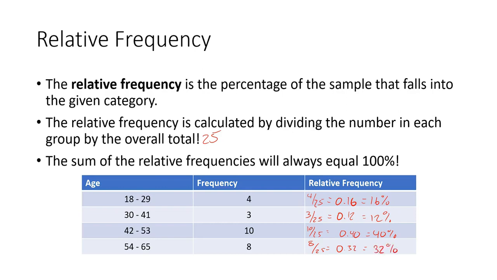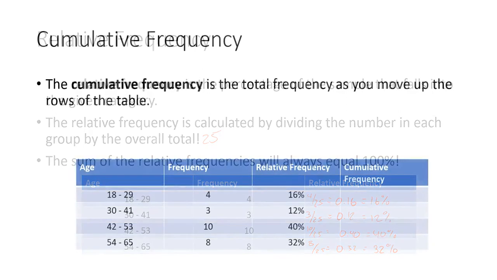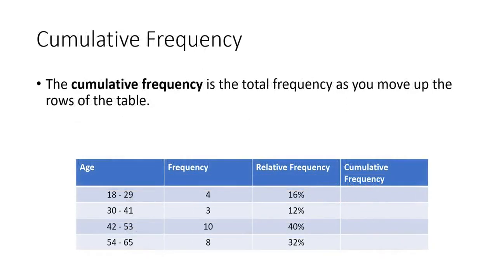And if you add all of these up, it should equal 100%. Every person in the study should be represented in one of the categories. The cumulative frequency is just the total frequency as you move up the rows of the table. So for example, in this first group, we have a cumulative frequency of 4.